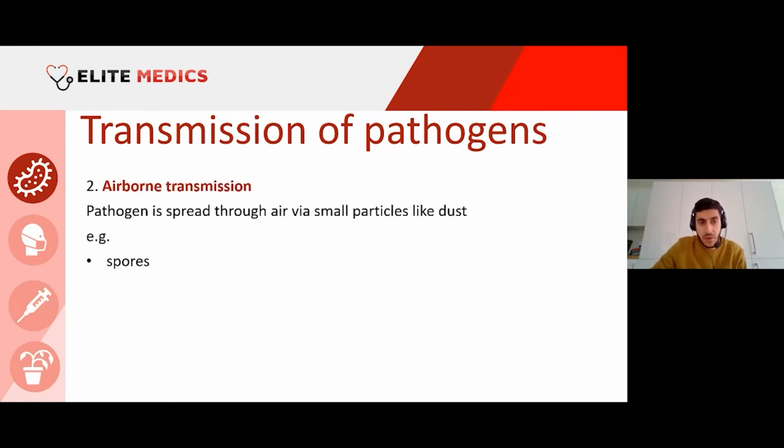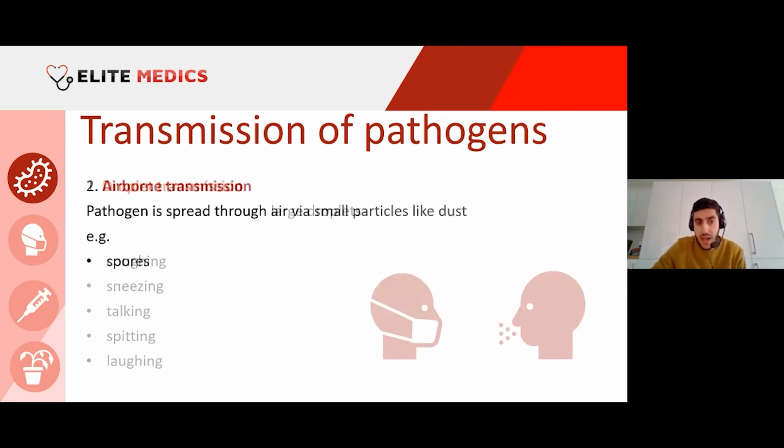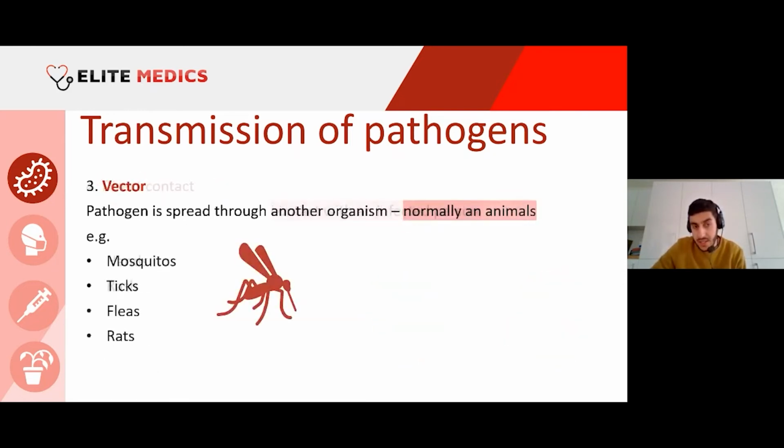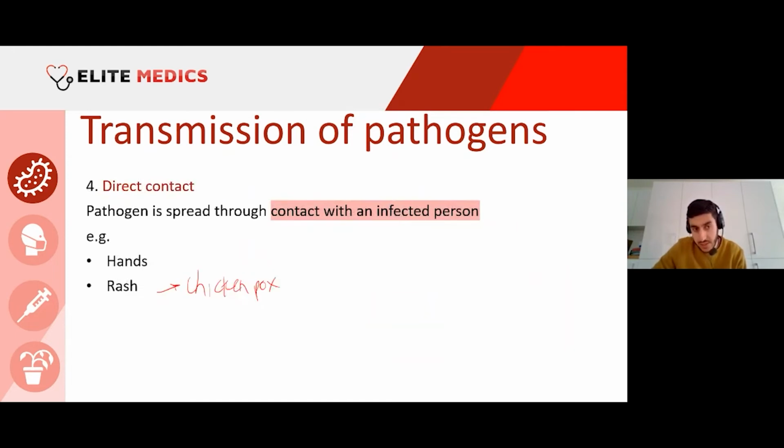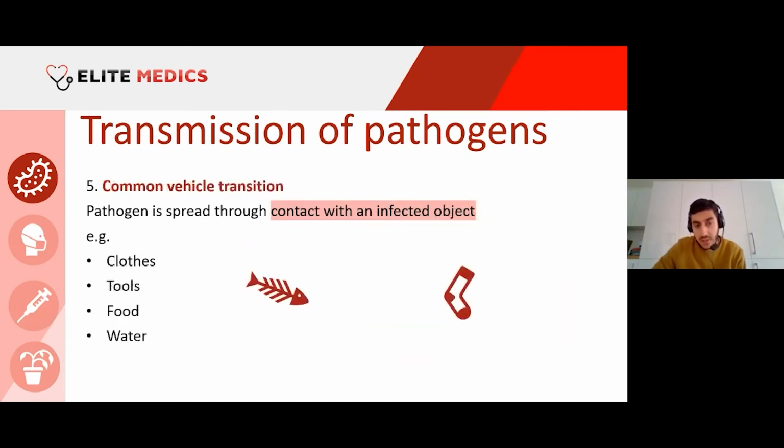And yeah, so that's it. So we went through the droplets, airborne transmission, vectors, direct contact, the hands, rashes, and then common vehicles. So vehicles being an infected object of some sort. So yeah, again, this is all fairly basic, hopefully quite self-explanatory, hopefully you're not having any issues.